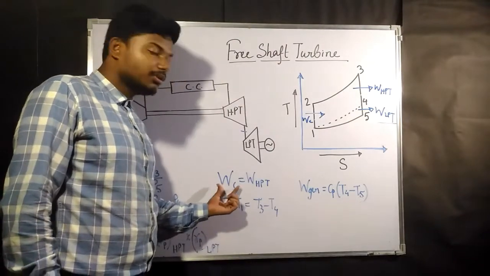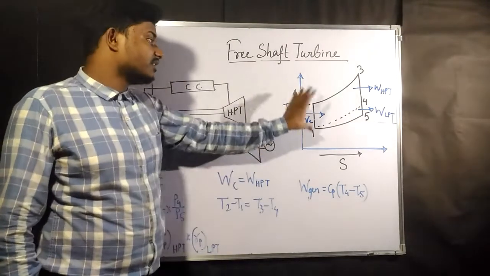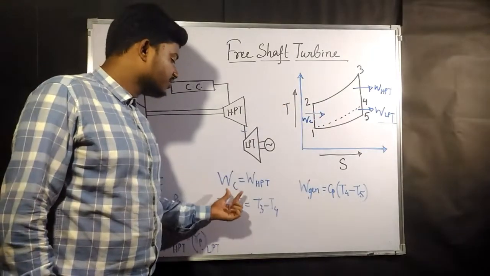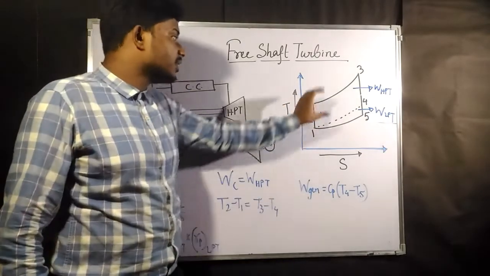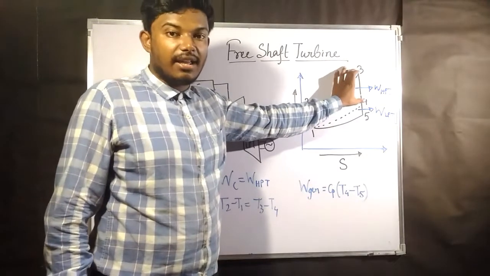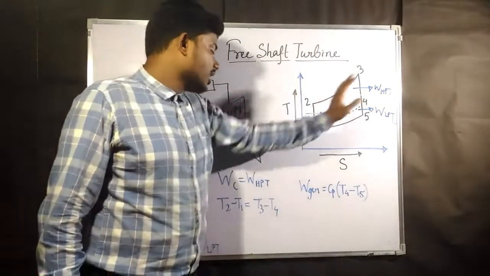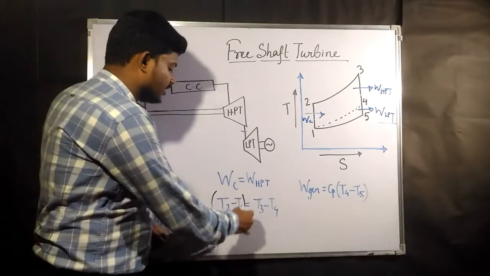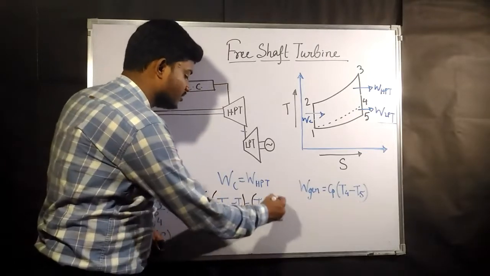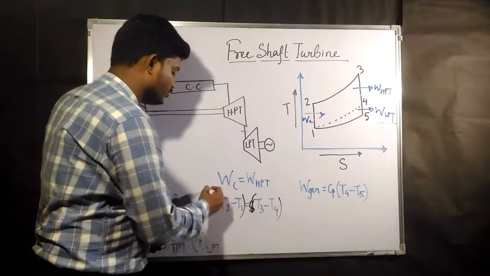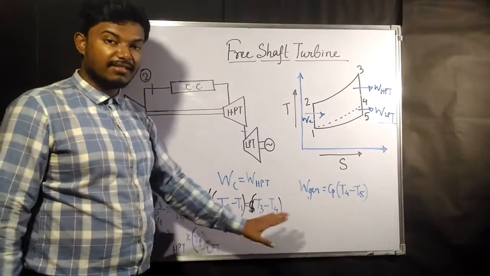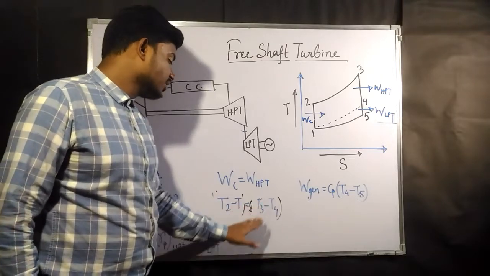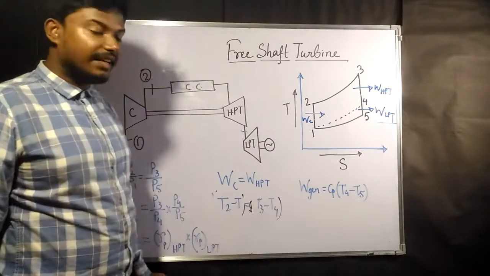So WC is nothing but the enthalpy difference of the compressor, and this is equal to the enthalpy difference of the high pressure turbine. Since an enthalpy difference is Cp into the temperature difference, and Cp is the same, Cp gets cancelled out from both sides. The remaining thing would be T2 minus T1 equal to T3 minus T4.